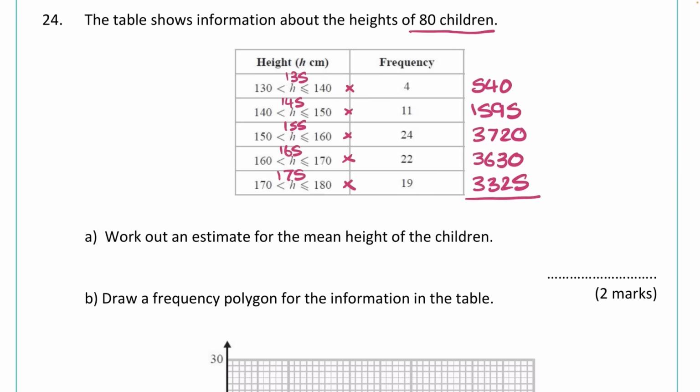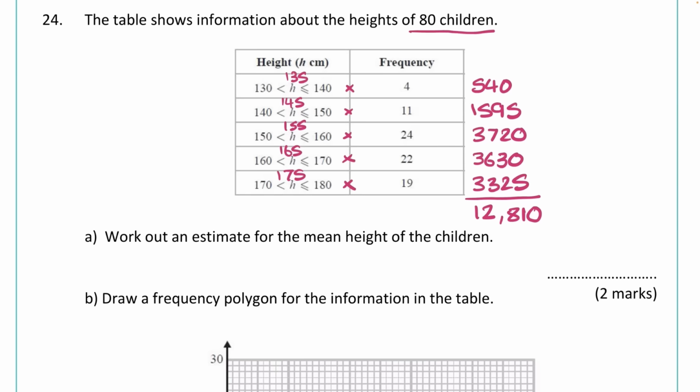So plus 3630, and this is one of those times where you just need to be really careful typing all these numbers in. Don't rush them, just make sure you add them all up correctly. Otherwise, it's very easy just to miss a button or miss a number and get the whole thing wrong. So there we go, 12,810. So that's the total here, the estimated height of all these 80 children.